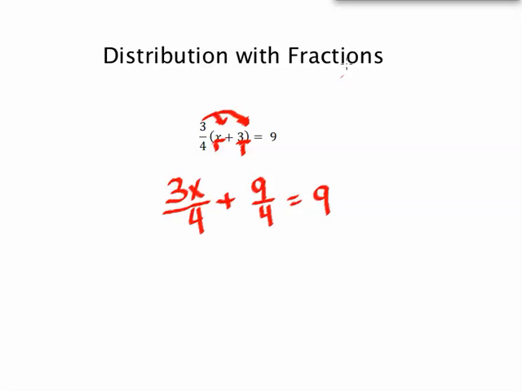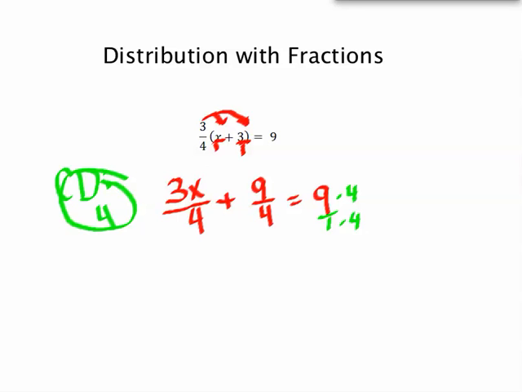Now, in order for me to solve this problem, it's looking like adding and subtracting fractions. And in order to do something like that, I think we all know by now we need a common denominator. Because 9 has a denominator of 1, our common denominator here is 4. So CD4, circle that up. And 9 needs to be multiplied by 4 on bottom and on top.